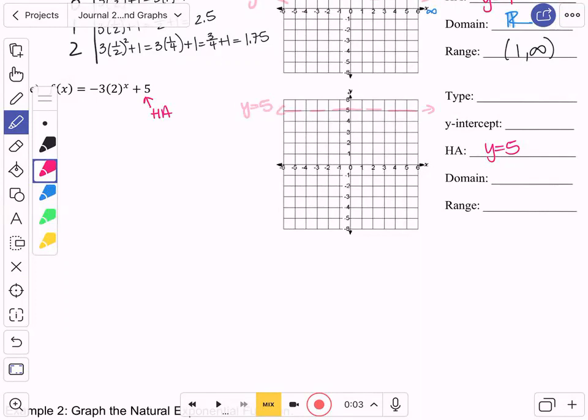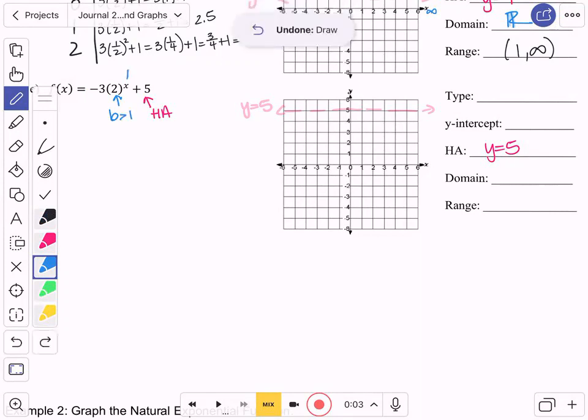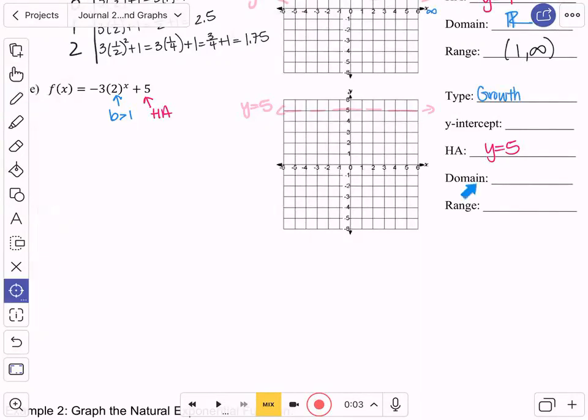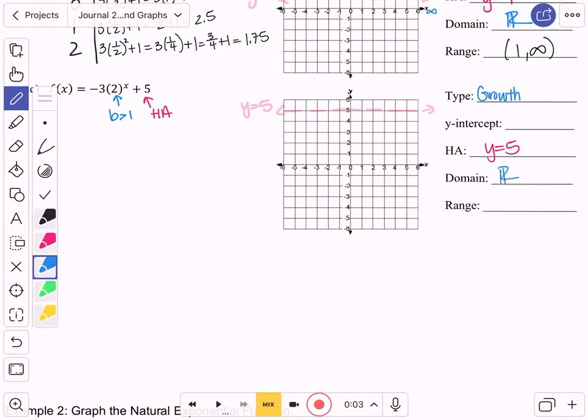And then we have a negative in front, so that will make things interesting. But what I'm going to do is try to predict what type of graph this is, if it's growth or decay. And so my base here is a 2, so that tells me it's a growth because it's bigger than 1. And also the x here is positive. So I think it's a growth, but we'll see if that ends up being the case. So who knows? Domain is going to be all real numbers because the domain for all exponentials is all real numbers. Let's go ahead and make a table.